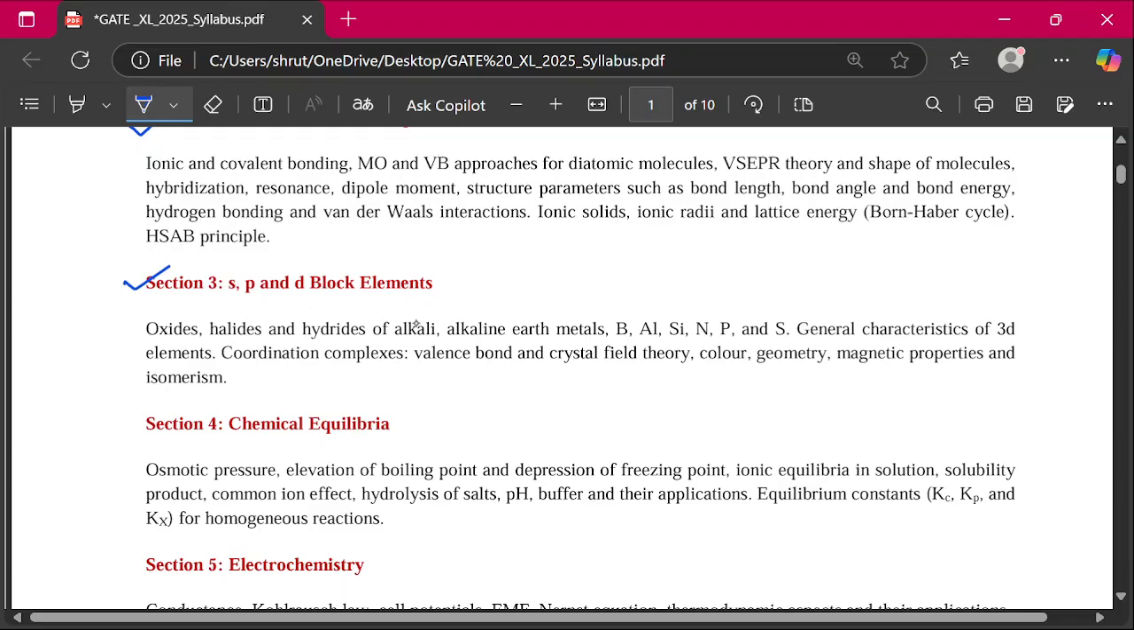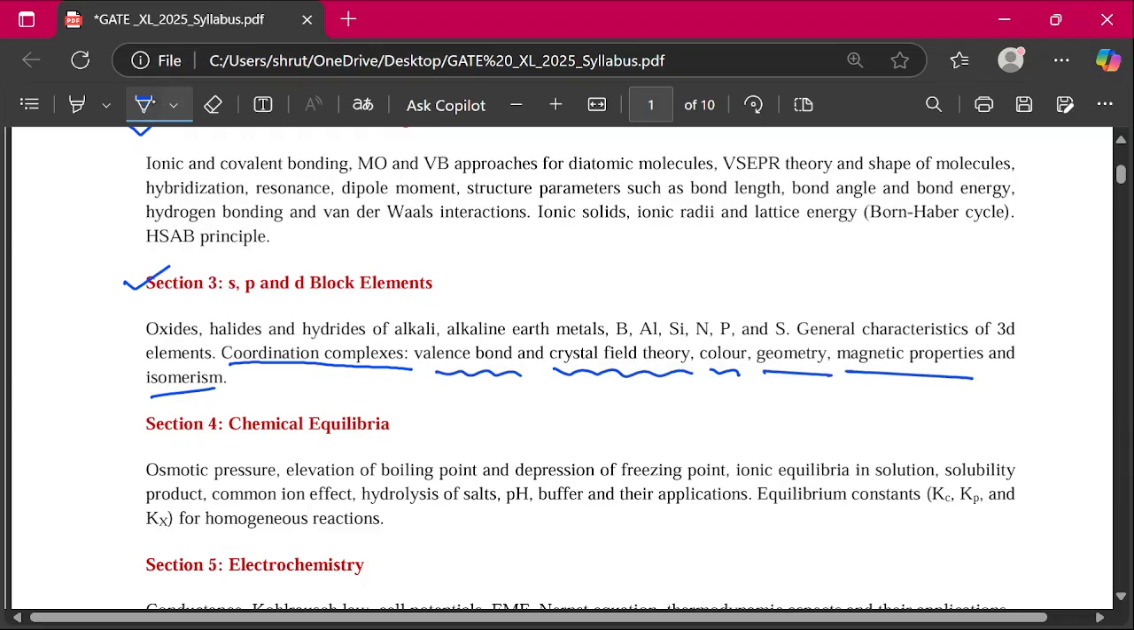Then section 3, which includes s, p and d block elements. It is related with the periodic table, in which we have to study oxides, halides, hydrides of alkali, alkaline earth metals, and elements like boron, aluminium, silicon, nitrogen, phosphorus, and sulfur. Then we have to study the general characteristics of 3d elements, then coordination complexes, in which we have to discuss the valence bond, crystal field theory, and color, geometry, magnetic properties, and isomerism.